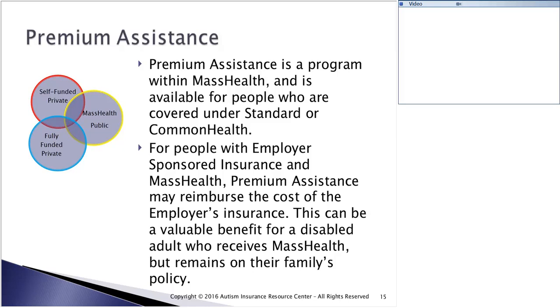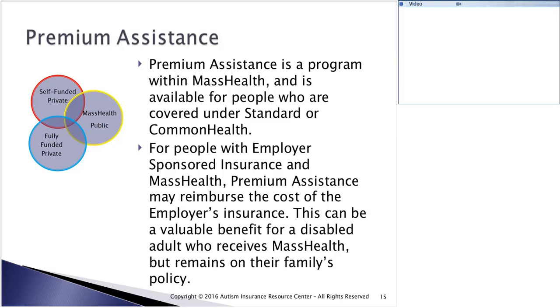And so when people have MassHealth CommonHealth, which is secondary insurance, a lot of times a family with a disabled child will apply for that. They pay a premium for that based on the family's income, and it still can be a very valuable benefit, and they get premium assistance.